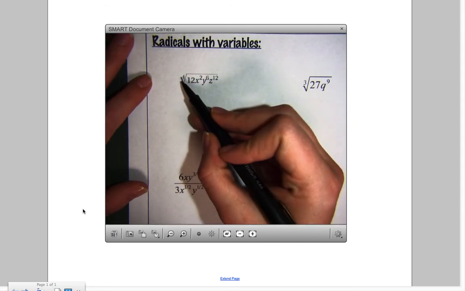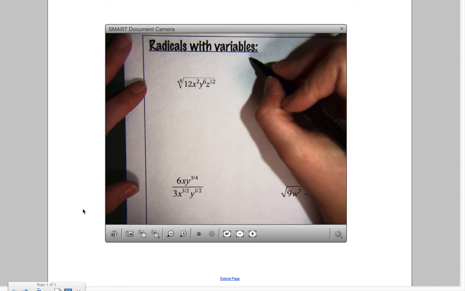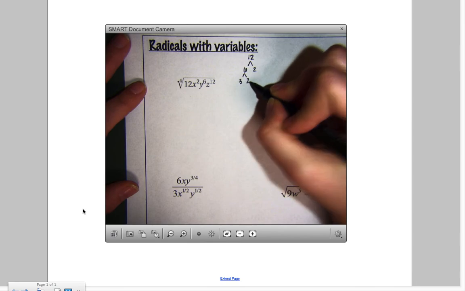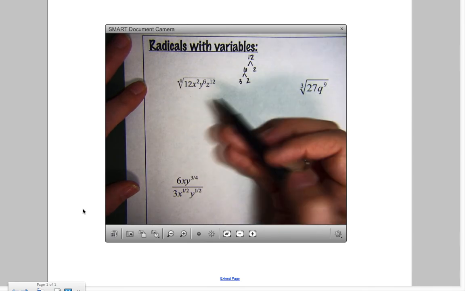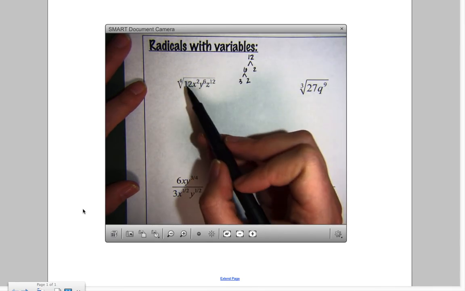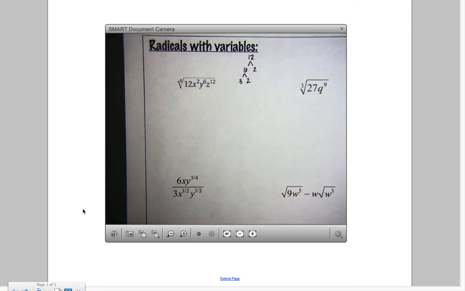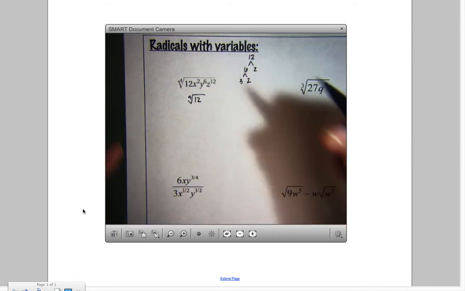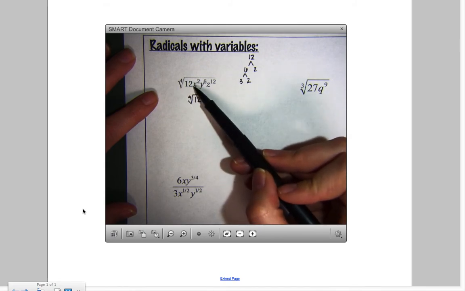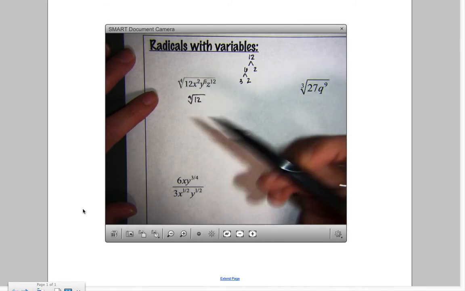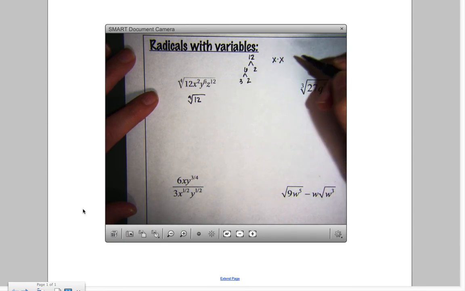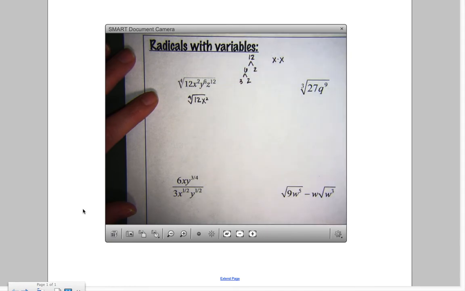Now, the fourth root of 12. Let's do some work off to the side. If I try to simplify that with a factor tree, this is what I get. There are no groups of 4 that go into that, and it has to be a group of 4 because that's the index. So I can't simplify 12. So I'm going to leave the fourth root of 12 there. Now I've got the fourth root of x squared. X squared is just x times x. So there's not 4 groups of anything there, so x squared has to stay.